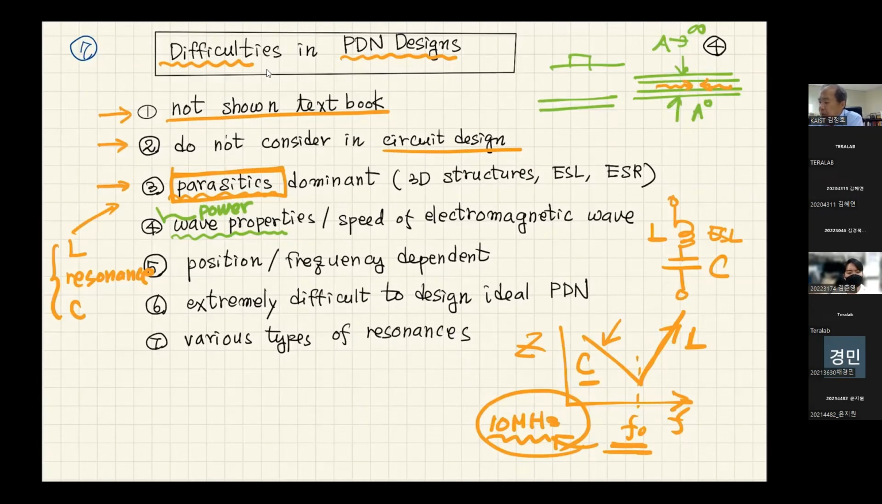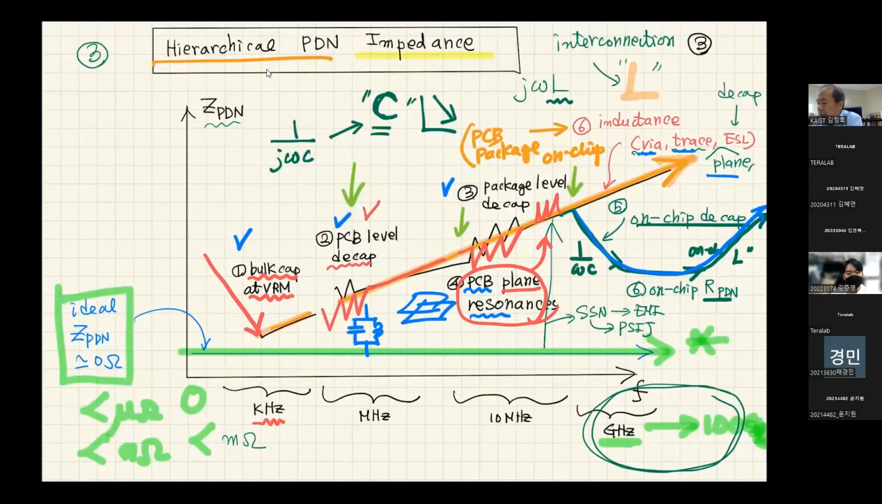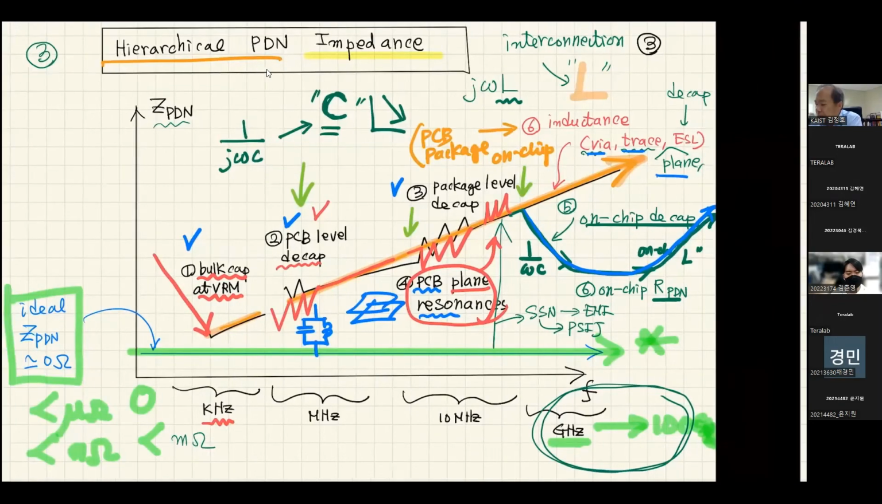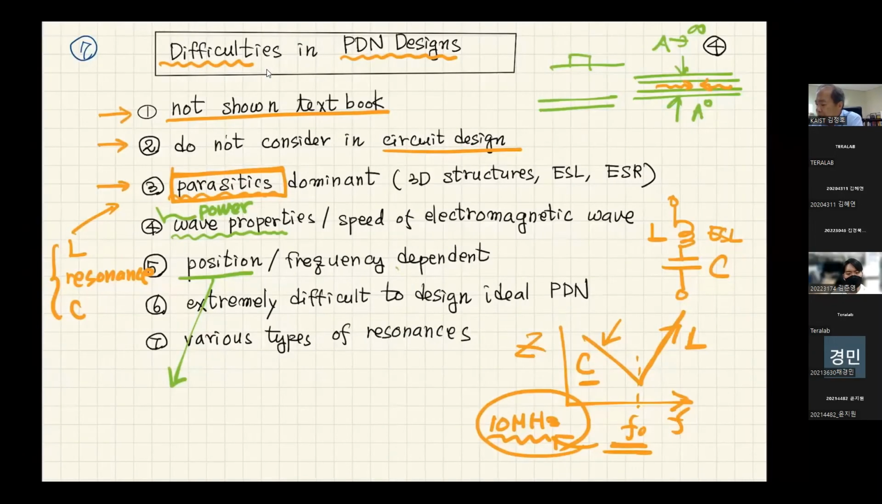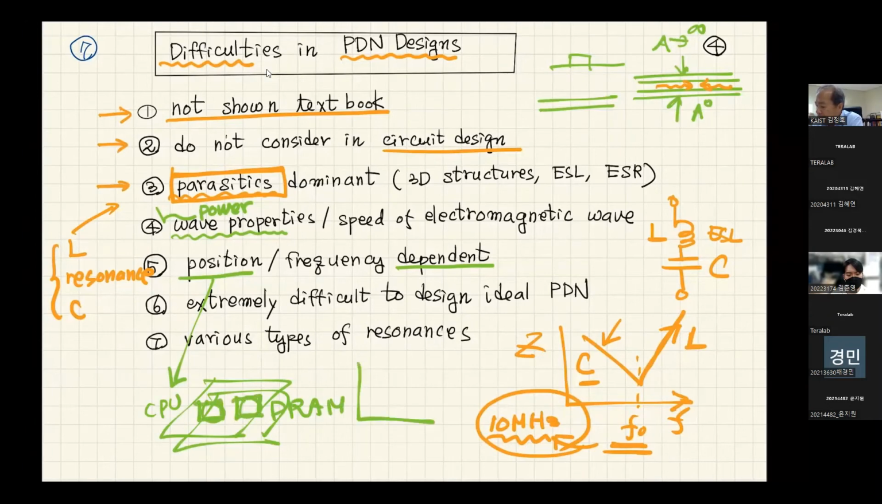Also, it is position dependent. We have this kind of impedance curve, but I'm saying it is position dependent. What does that mean? If you have PCB, if you have CPU, and if you have DRAM, depending on the position of CPU and DRAM, DRAM may have different impedance and CPU may have different impedance curve.